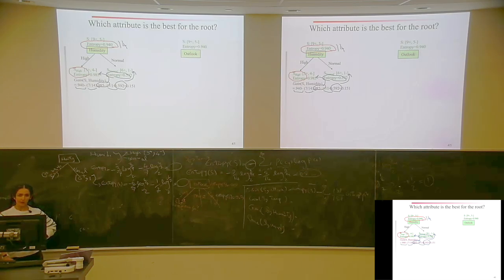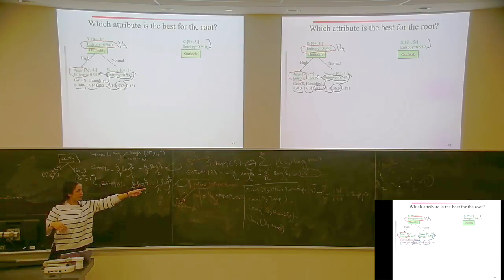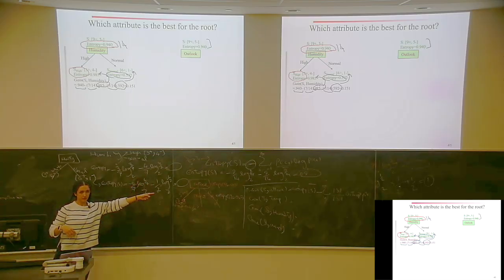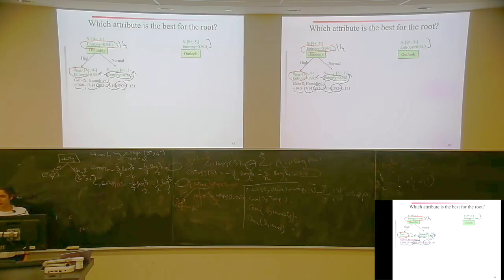And the same thing goes for outlook. So if you look at outlook, again, you start with the same entropy here, right? Because this is the entropy of the original set. It's always minus 9 over 14 log of 9 over 14, minus 5 over 14 log of 5 over 14, right? That is the entropy of the whole set. Now, if you go over this one, let's see what would be the information gain. So you have to calculate the weighted average entropy of the subsets.